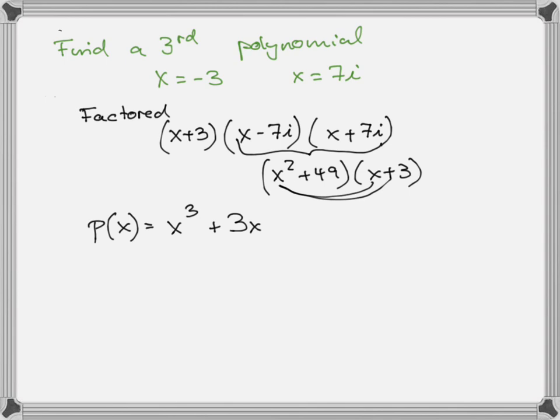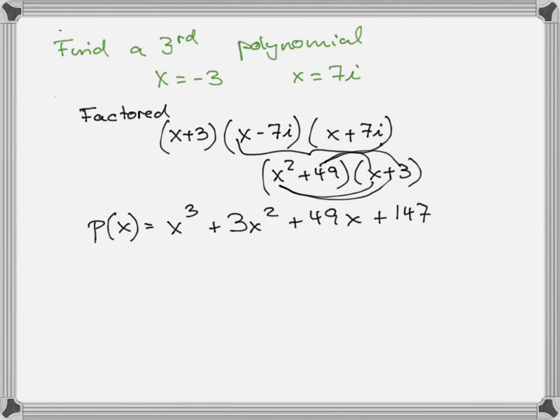Plus 3x squared plus 49x plus 147? I believe it. 49 times 3, 147, right? Yes.